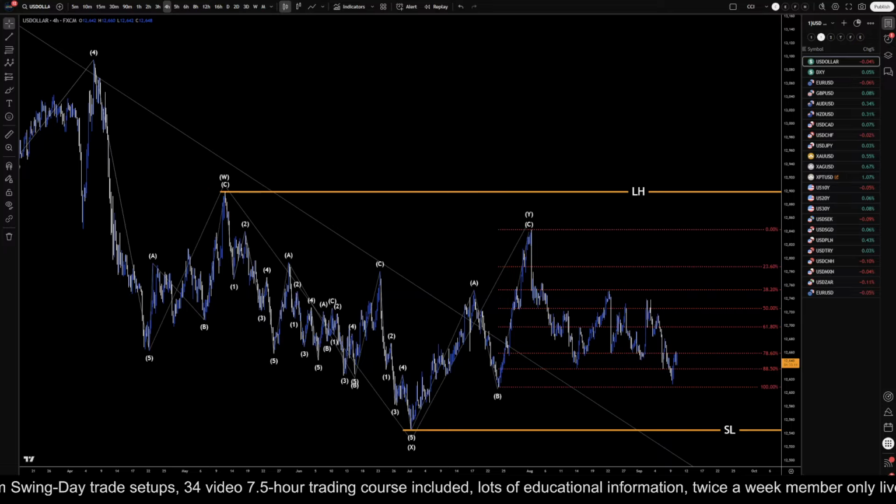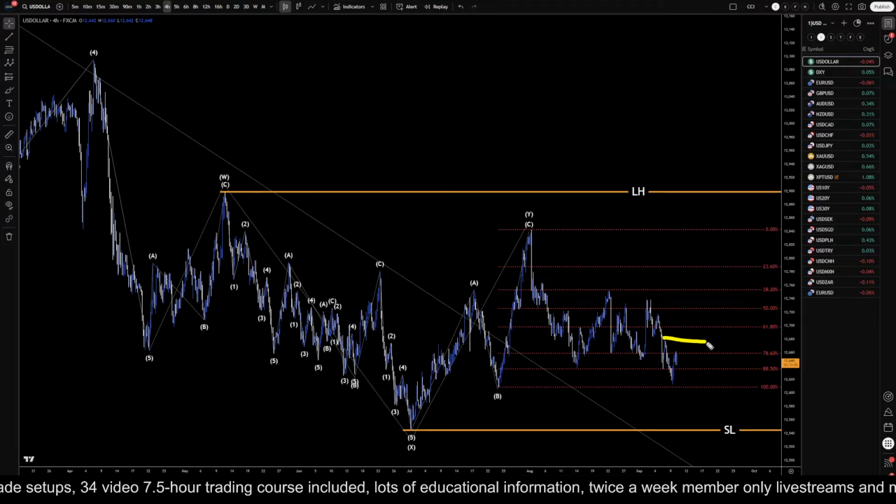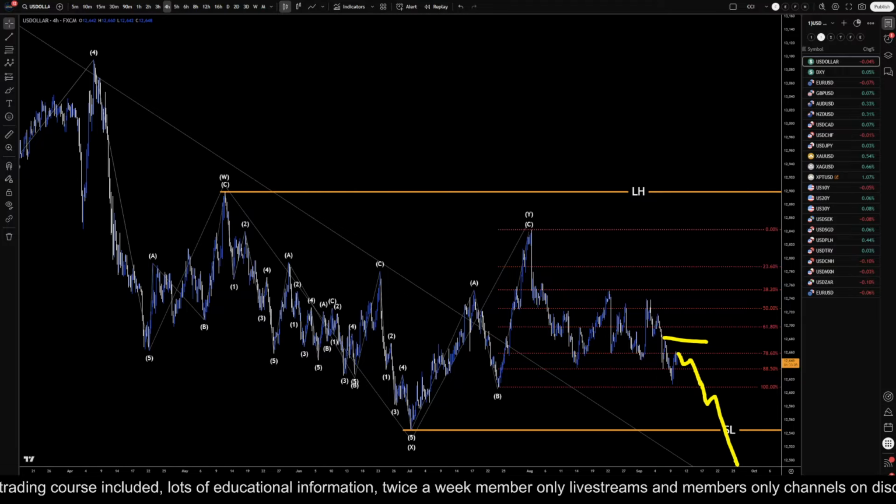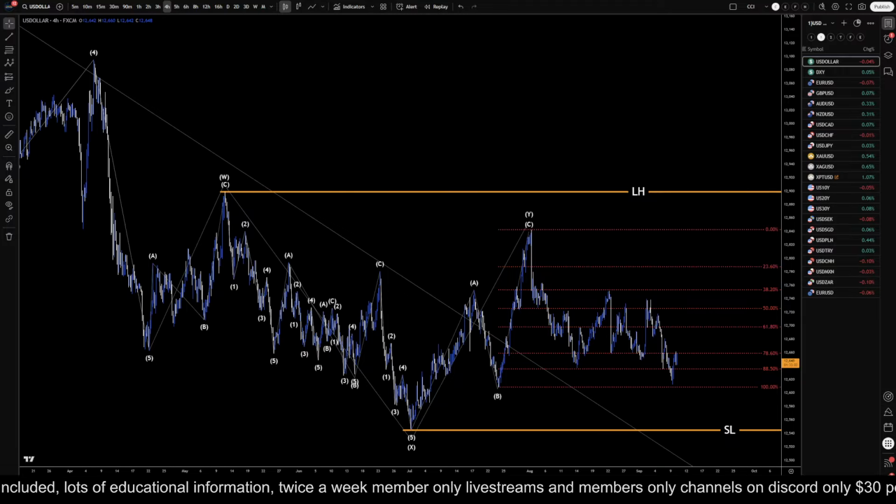If it's actually a 1, 2, 3, then it will not do any of that. It will make lower lows. It will not make a higher low. It will just keep on making lower lows, lower highs, and it will just keep on pushing down.